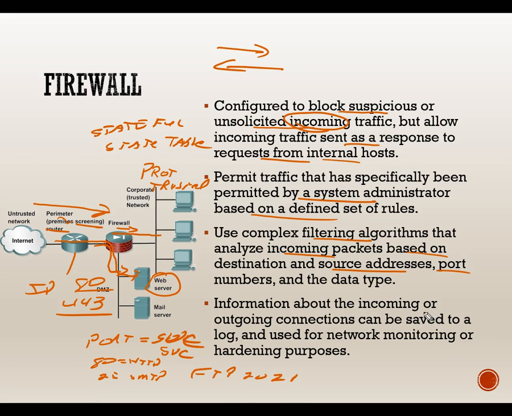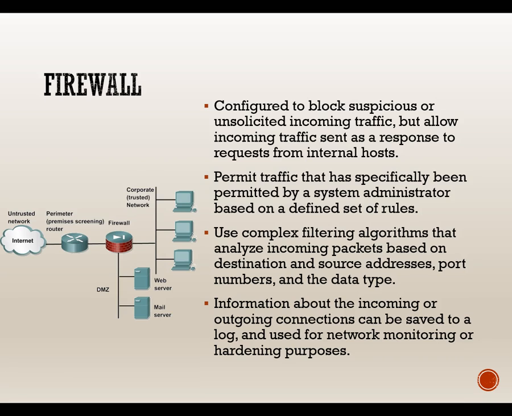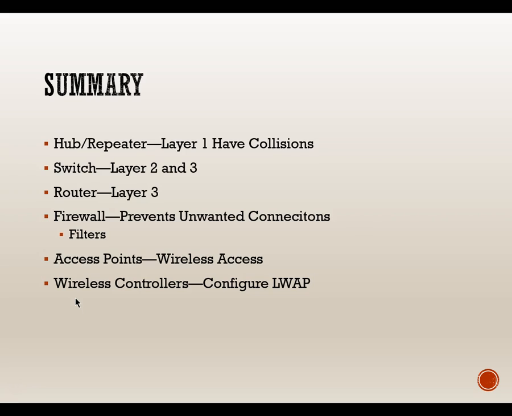Information about the incoming and outgoing connections can be saved to a log, so we can log this information and use it for monitoring, hardening purposes, as well as analysis. So who's trying to get into our network that shouldn't be, and how many? How many people got into our network that shouldn't have? When did that happen? What configurations need to be changed? So that's a look at the devices.